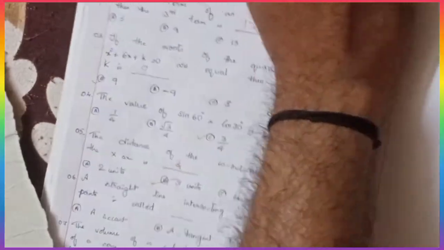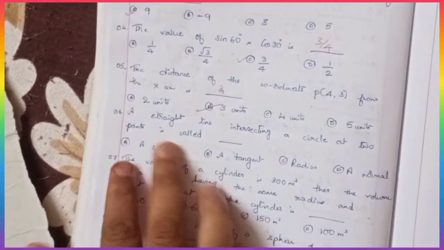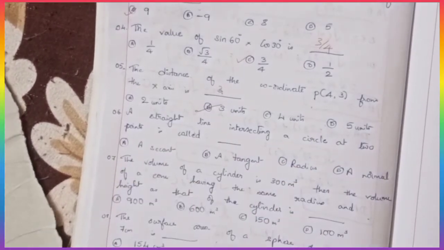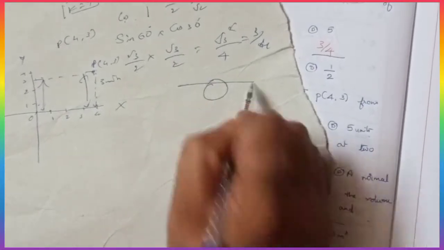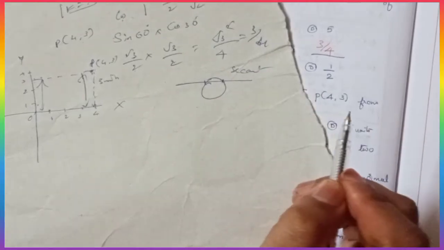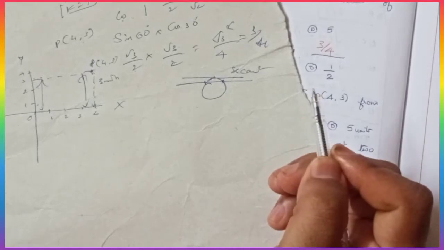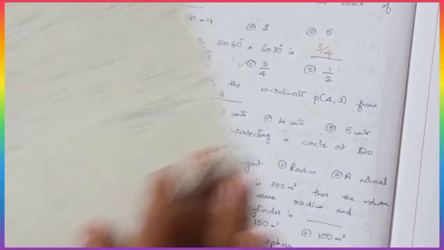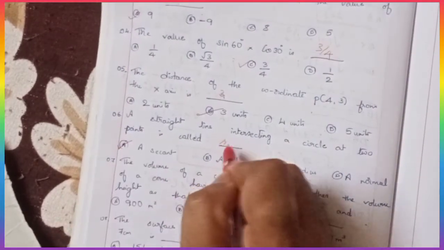So the next question, question number 6. Question number 6 is like this: a straight line intersecting a circle at 2 points is called as. So this is a circle. If a straight line intersects a circle at 2 points, then it is called a secant. If a straight line touches the circumference of the circle at one point, tangent. If the ends of the straight line lie exactly on the circumference of the circle, it is a chord. So obviously the answer is a secant.